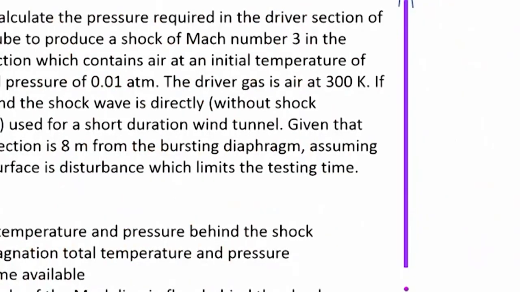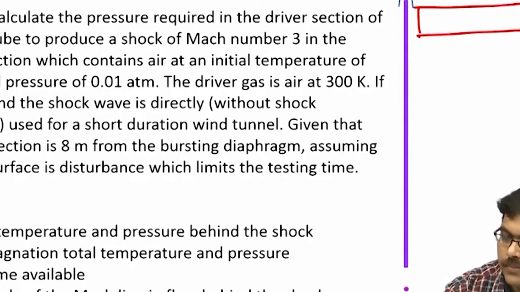So the second example is: calculate the pressure required in the driver section of a shock tube to produce a shock Mach number 3 in the driven section, which contains air at an initial temperature of 300 Kelvin and pressure of 0.01 atmosphere. So it's low pressure. We can draw the schematic here, and here you know T1 is 300 Kelvin and P1 is 0.01 atmosphere. We don't know what is P4. We have to find P4.